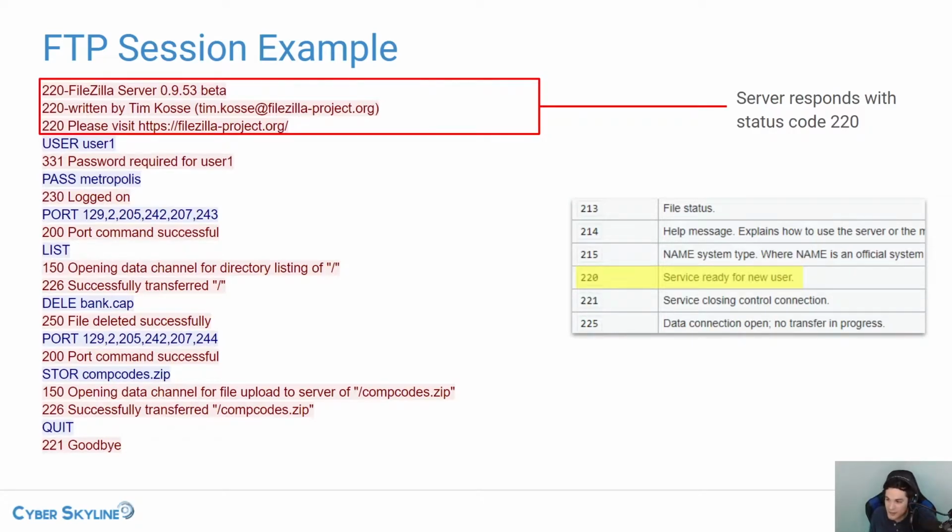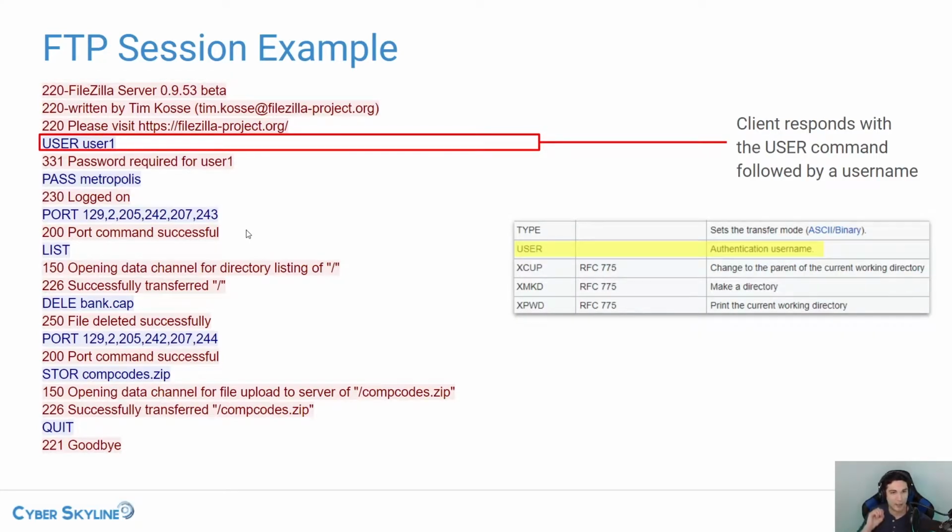If you look at the other text along with the status code, it looks like the server is providing additional information to provide some context to the client. So we're getting information like what type of server is it? It looks like it's a FileZilla server, and you get a version number and a beta. There's even information about the author, and there's also a link to the website. So when the client connects, it gets all this information. Let's move on to the next step then.